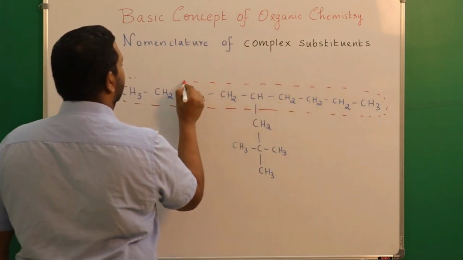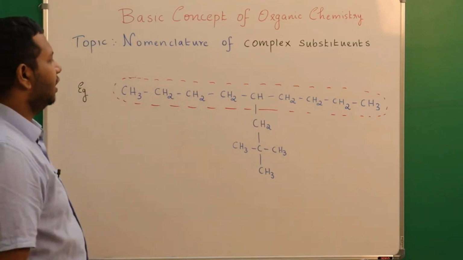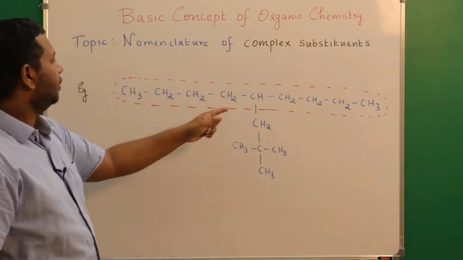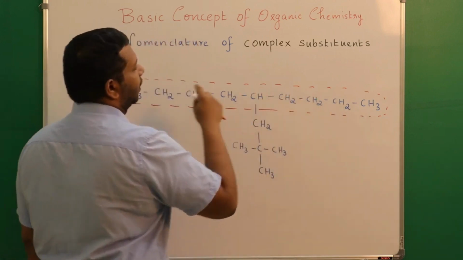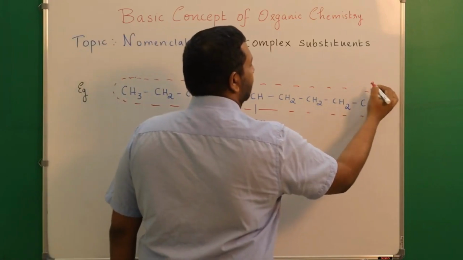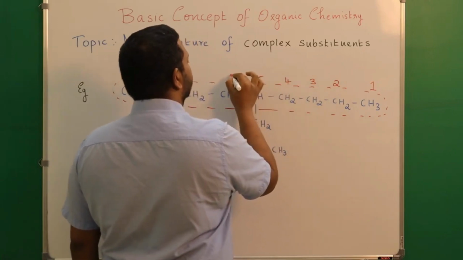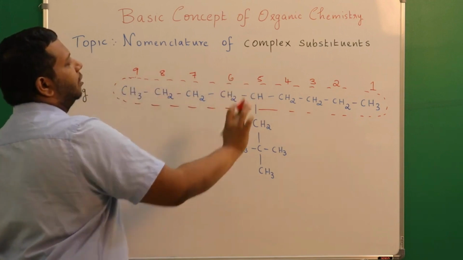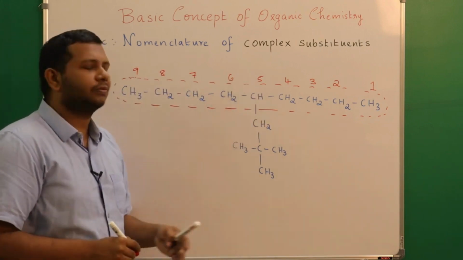Identify the longest possible carbon chain. So this is my parent carbon chain. So I can number it now 1, 2, 3, 4, 5. If I go from left to right, 5 is the number coming here for the substituent. 1, 2, 3, 4, 5. Here also 5 is the number. So I can go in any way. Okay, let me go from here. 1, 2, 3, 4, 5, 6, 7, 8, 9. If you go from left to right also, it is correct because it comes at the symmetrical position 5.